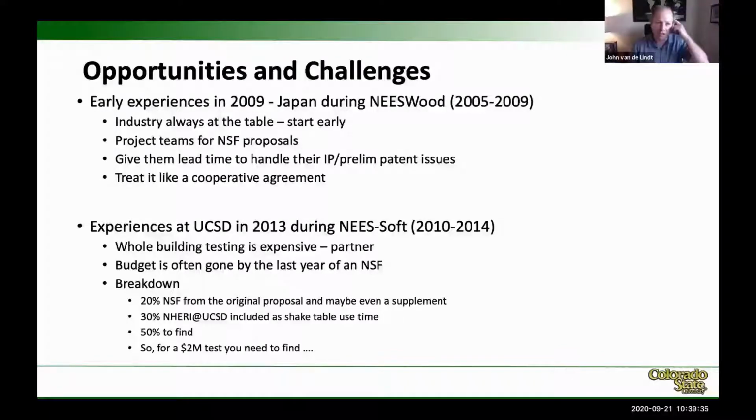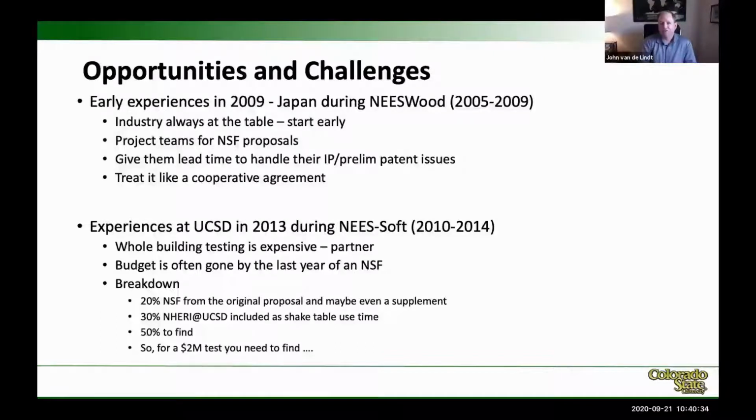So for opportunities and challenges, I didn't show much related to NEES-Soft, but NEES-Soft was again a massive test. It was a 14,000 square foot building that was tested. The early experiences in 2009, when we spent quite a bit of time in Japan, one thing I noticed is that for Japanese projects funded by the Japanese government, I don't think it's required, but there are always industry representatives at the table during the research discussions, starting at the very beginning. They're there because technology transfer is so critical and so important that it's a requirement for them to get funded. And so they bring industry partners to the table that early.